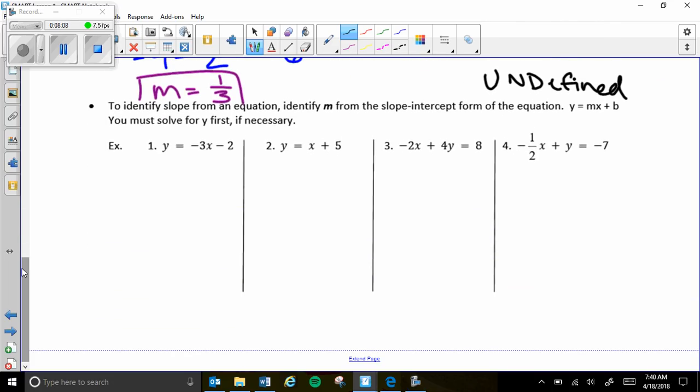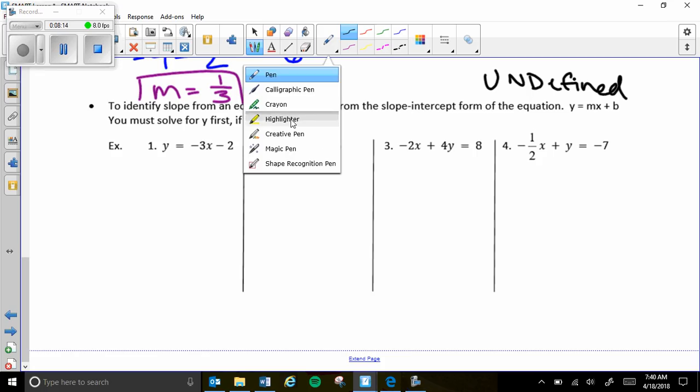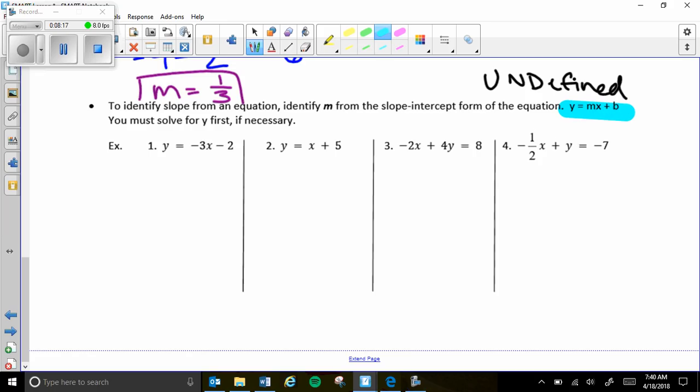Otherwise, you're going to look at how to identify slope from an equation. So it says identify m from the slope-intercept form, y equals mx plus b, super important formula for this unit. So y equals mx plus b is slope-intercept form, but in order to figure out slope, this line right here is super important. You must solve for y first. It has to say y equals, otherwise you can't just say it's the number in front of x.